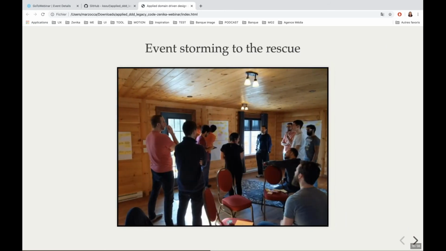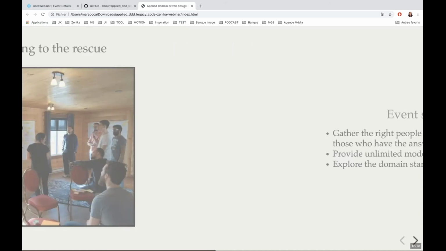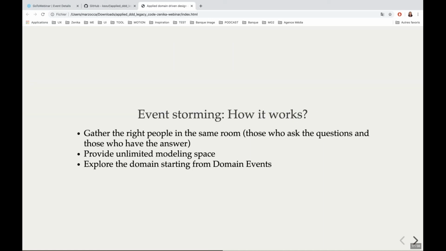One of the techniques that I use is event storming. Event storming is an activity, a workshop that is used mainly for knowledge crunching in domain-driven design. But I also use it to deal with legacy code. So how is it done? You gather the right people in the same room. When I say the right people, I mean those who ask the questions and those who know the answers.